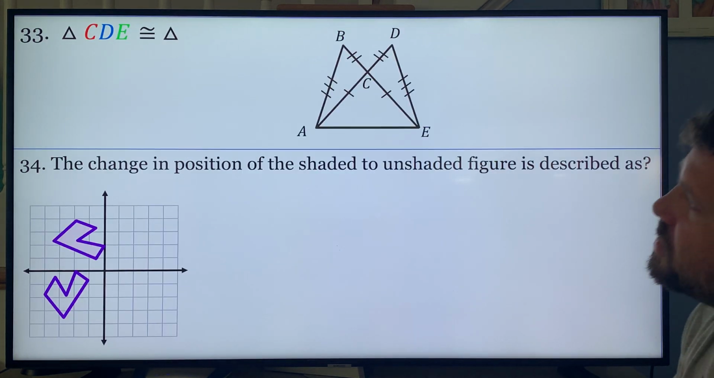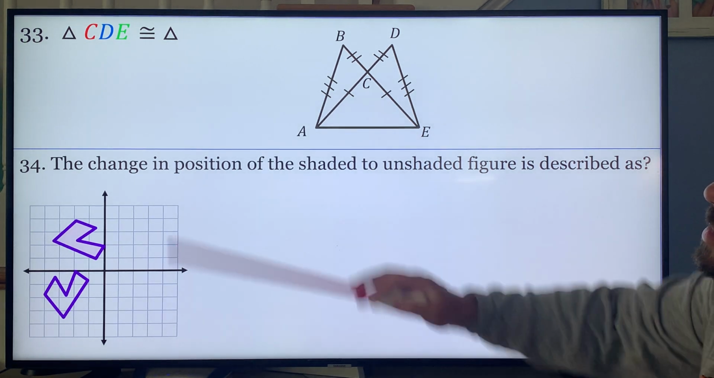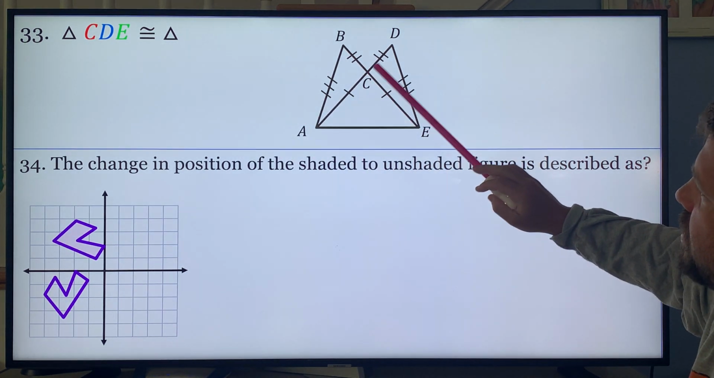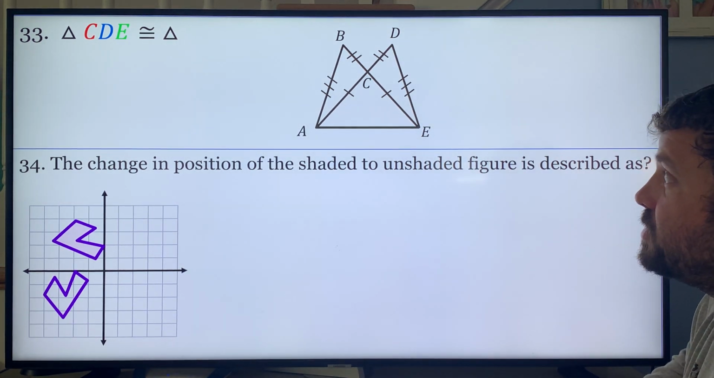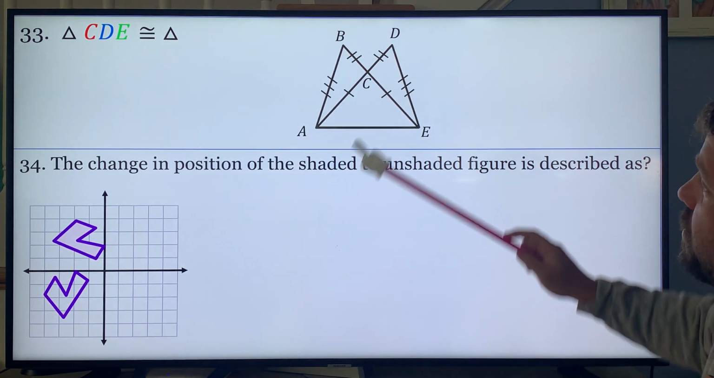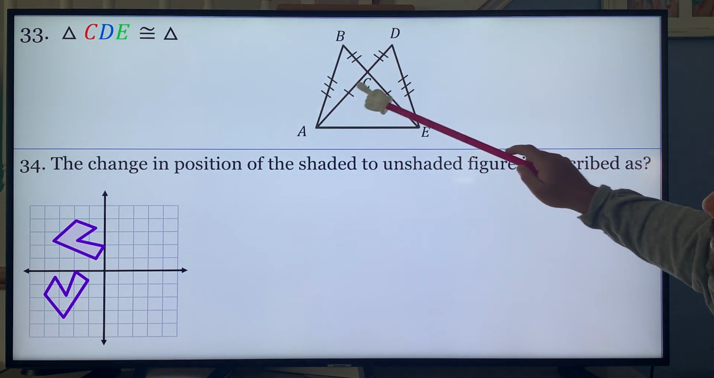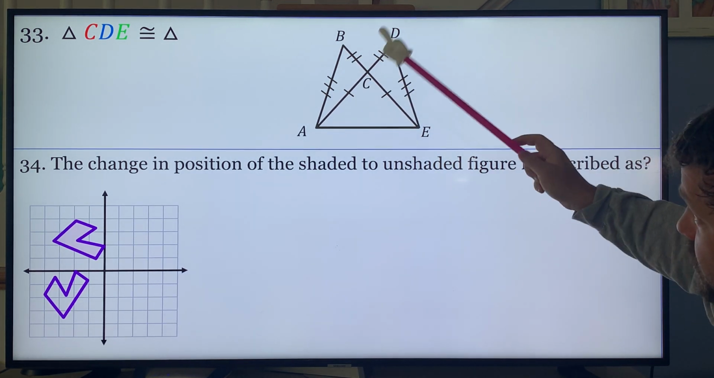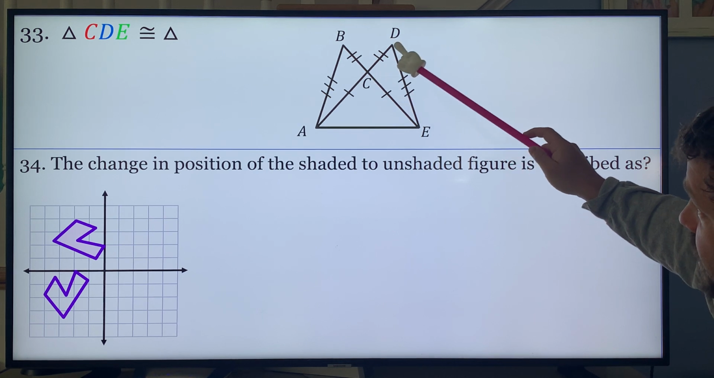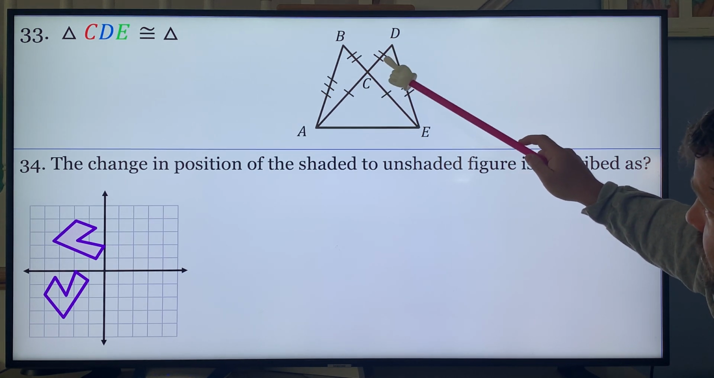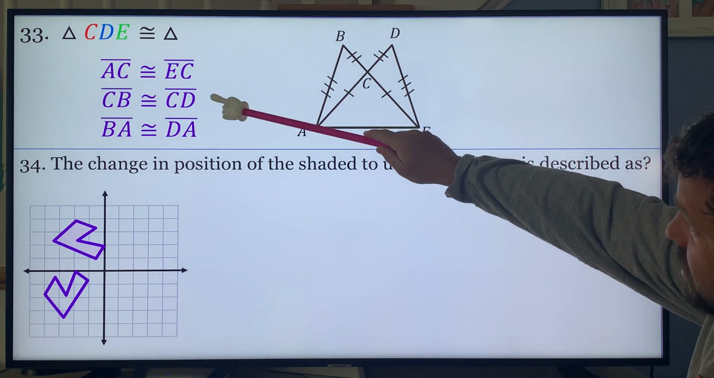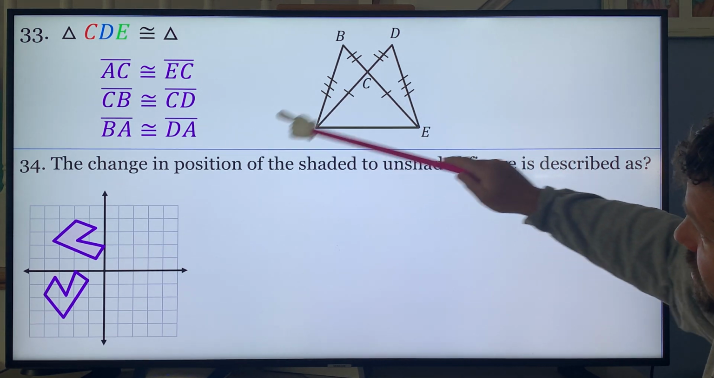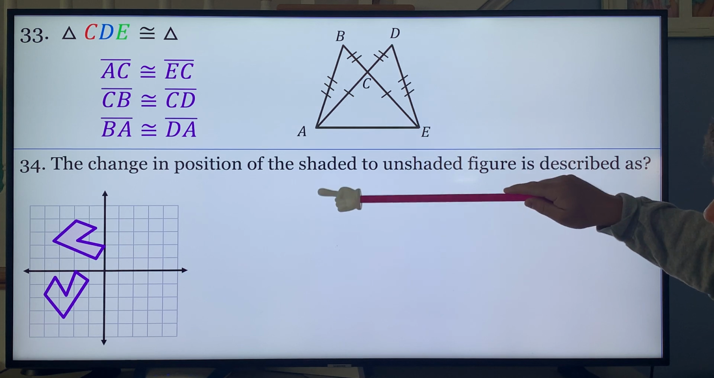Easy. All right, let's look at the number 33. This is: triangle CDE is congruent to triangle what? You have to make sure the letters are in the correct order. So, side, side, side theorem. Side, side, side. So C, D. From C to D, you go through the two hashes. So we know that AC is congruent to this one, and the third one too. Okay, so all three of those things are congruent based on these symbols.